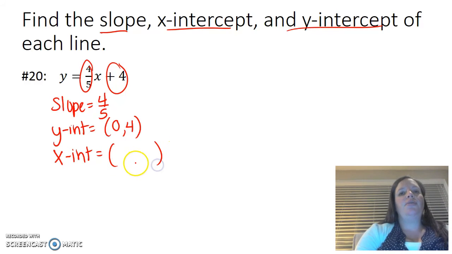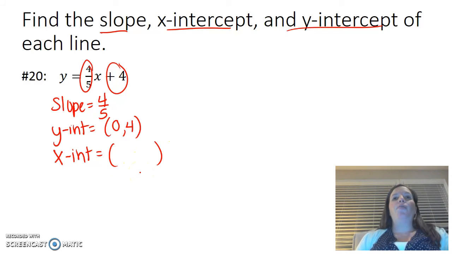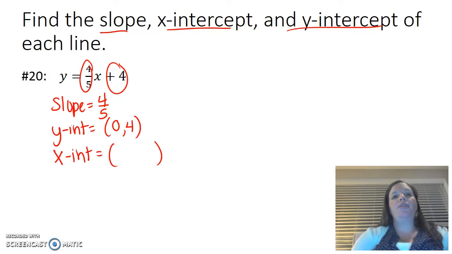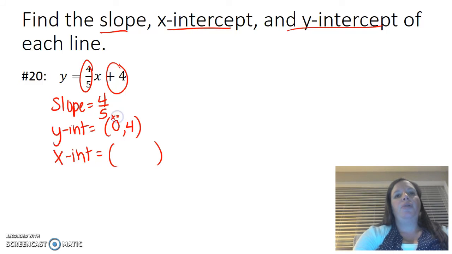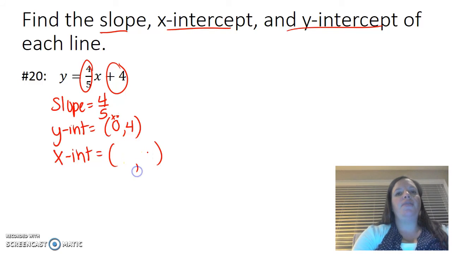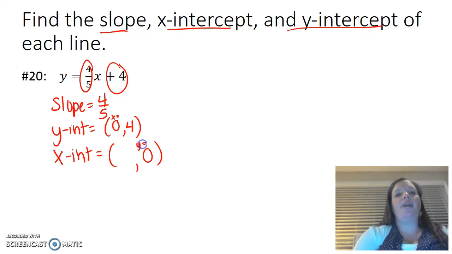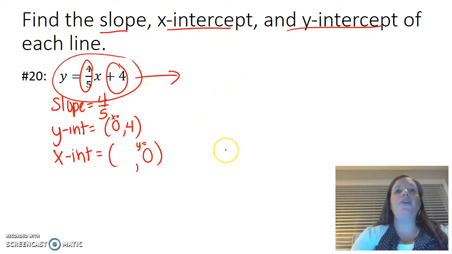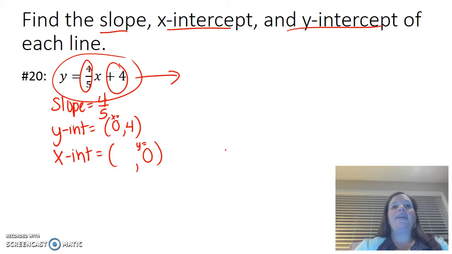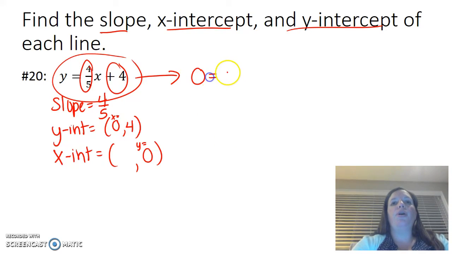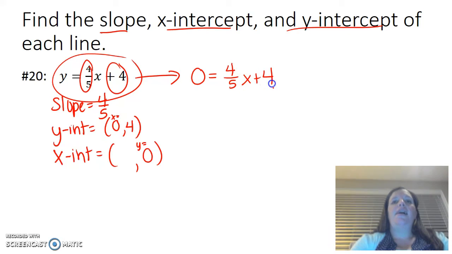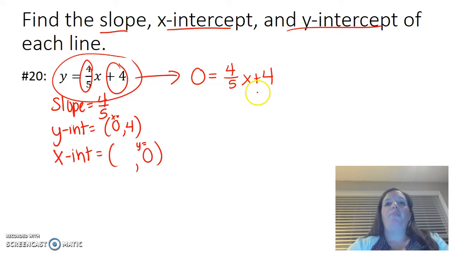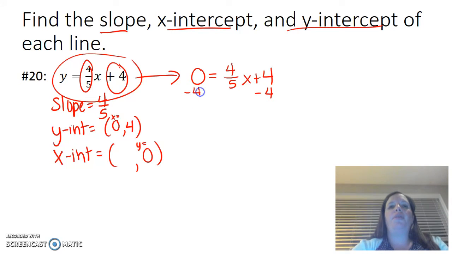The question I've asked you repeatedly, what do you know about intercepts? When we talk about a y-intercept, you know the x value is 0. When you have an x-intercept, you know that if it's on the x-axis, you must have a y value that's 0. So to figure out the part I don't know, the x-intercept, I'm going to take my equation and plug in 0 for y. And now I'm going to solve for x. Make sure you get x alone on one side.